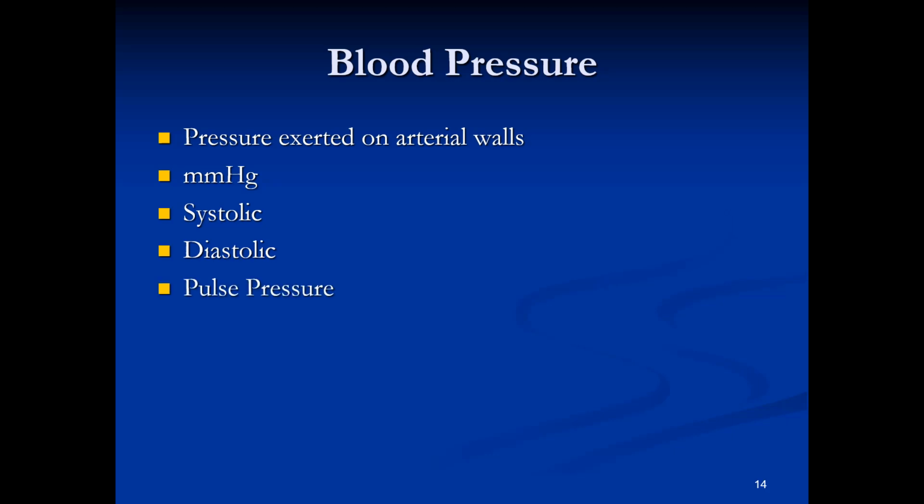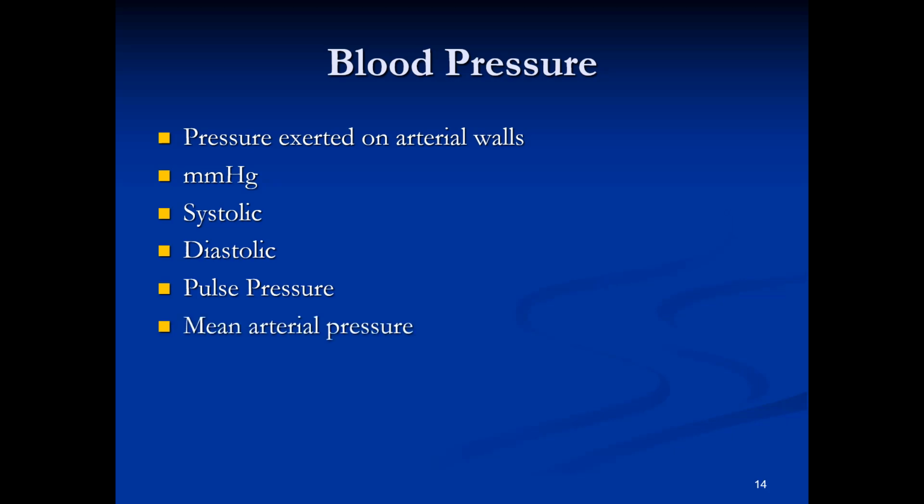The pulse pressure is the pressure of a pulse of blood moving through your circulation. So all it is, is your systolic blood pressure minus your diastolic blood pressure. So if your blood pressure was 120 over 80, meaning systolic is 120, diastolic is 80, your pulse pressure would be 40.